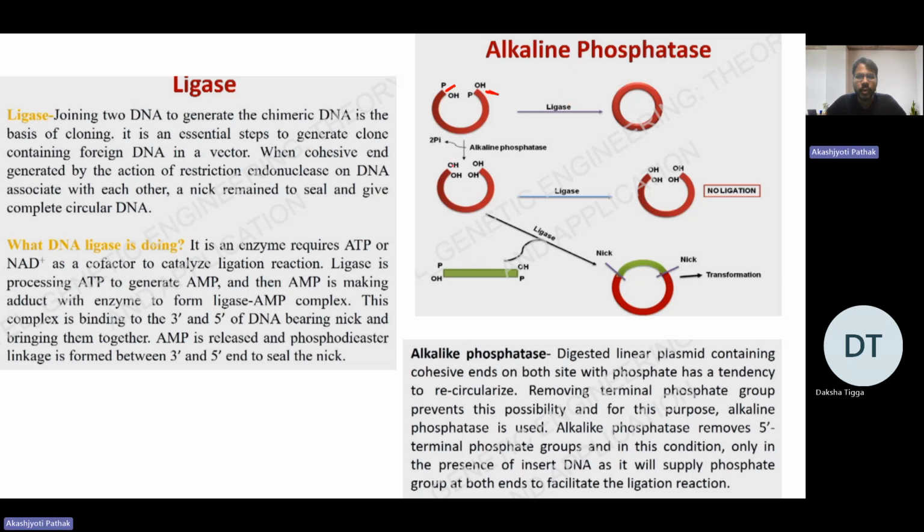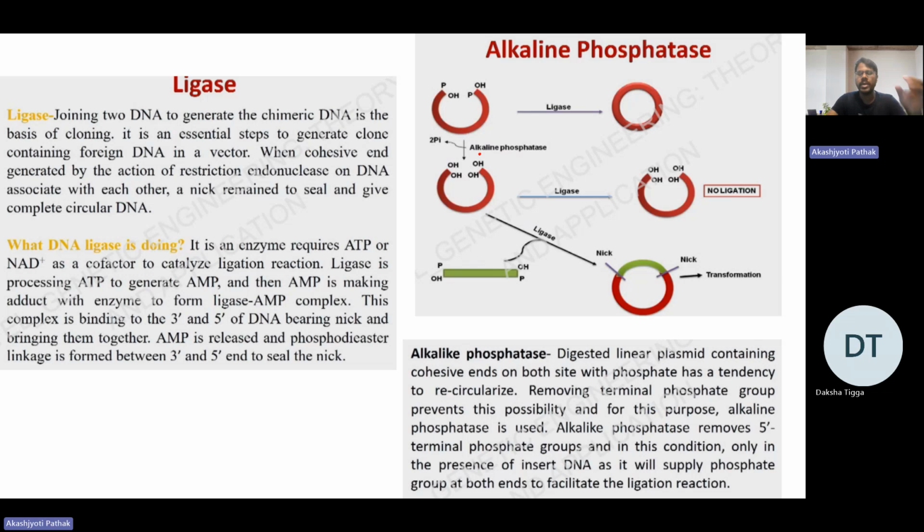But when you treat it with alkaline phosphatase, it basically removes the 5' phosphate group. So when the 5' phosphate is removed, what will happen? Even if you add the ligase, ligation will not take place. That is why alkaline phosphatase has a very useful role in molecular cloning. This alkaline phosphatase treatment prevents self-ligation of the vector. If you treat the vector with the restriction enzyme, but after that, what is happening?